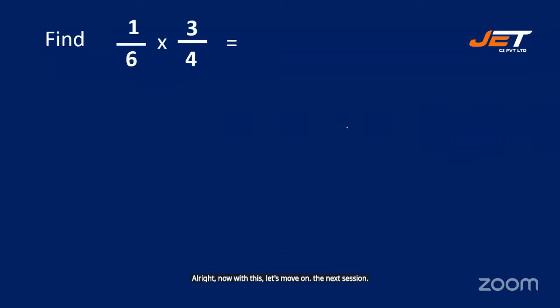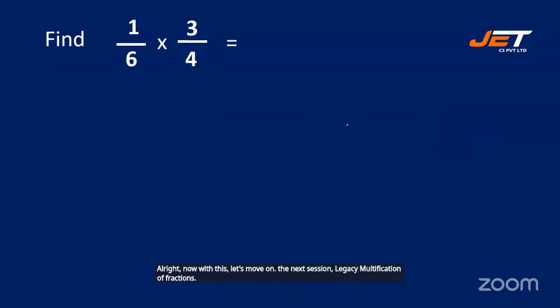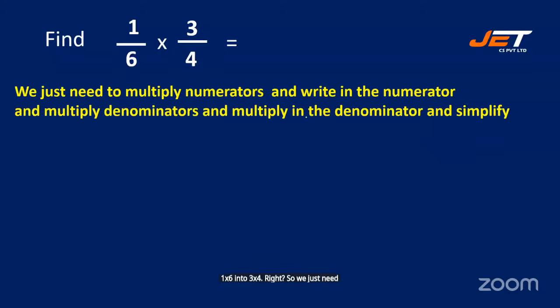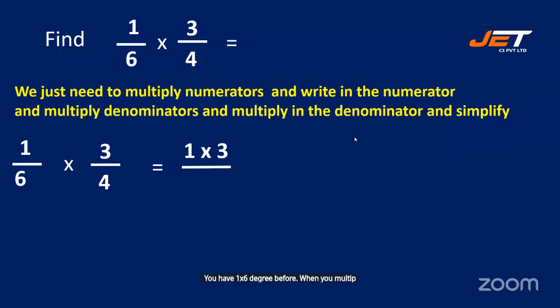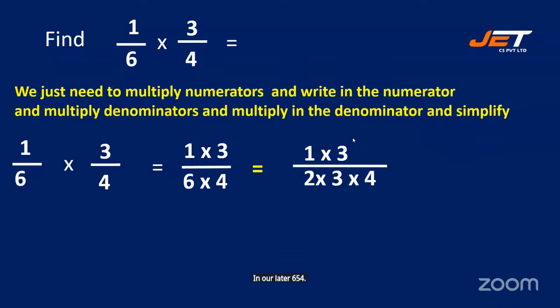Let us see multiplication of fractions. 1 by 6 into 3 by 4. Right? So we just need to multiply the numerators and write in the numerator, and multiply denominators and write in the denominator, and simplify. You have 1 by 6 into 3 by 4. When you multiply the numerators, you get 1 into 3, denominator 6 into 4. So we get 1 into 3 by 6 can be written as 2 into 3 into 4. So you can further simplify it as 1 by 8.